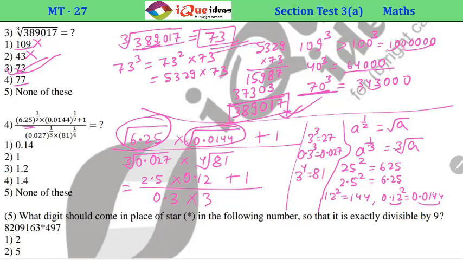Now 2.5 into 0.12, let's multiply carefully. 25 12s is 300, so it is 0.3, plus 1 divided by 0.3 into 3, which is 0.9. So it is 1.3 upon 0.9. This is 13 upon 9. If you simplify, 4 by 9 is 0.44. So it is 1.44. So approximately, the fourth option is the correct answer. Technically, yes, we can mark the fourth option as the correct answer. Now let's take up the next question.